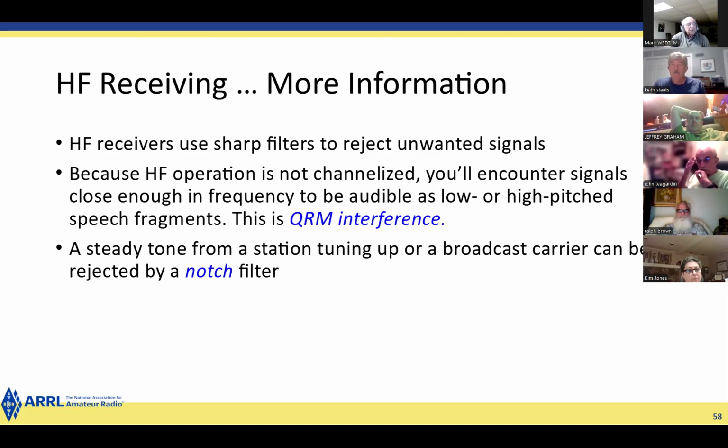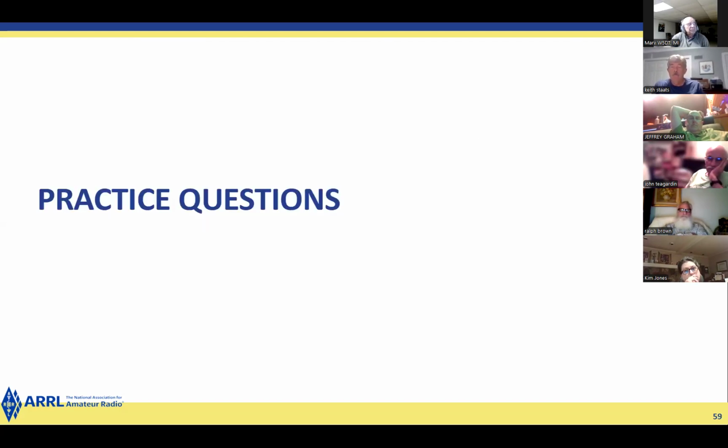You can use a notch filter. Well, the typical thing would be to use a notch filter.